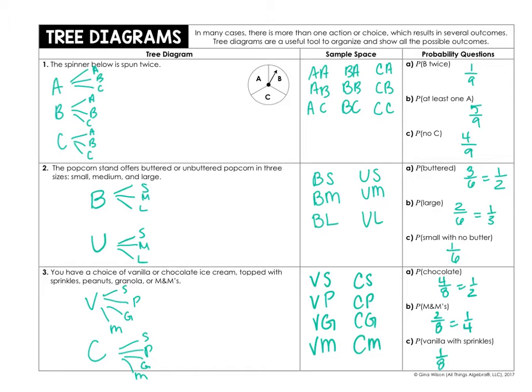The last one's talking about ice cream: vanilla or chocolate, with sprinkles, peanuts, granola, or M&Ms. Here's my sample space. Probability of picking something with chocolate, that's half of them, so 4 out of 8 or 1/2. M&Ms, we have vanilla with M&Ms or chocolate with M&Ms, 2 out of 8 equals 1/4, and vanilla with sprinkles, there's only one of those, 1/8.